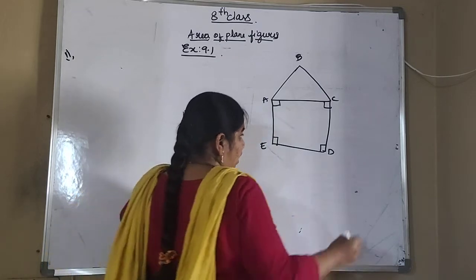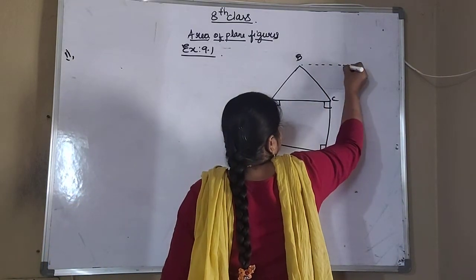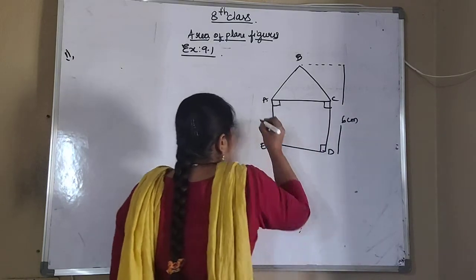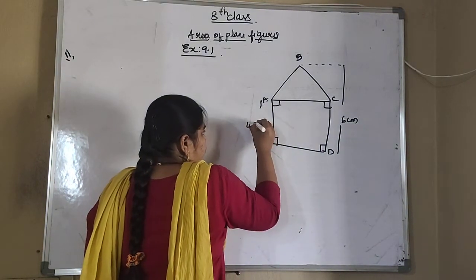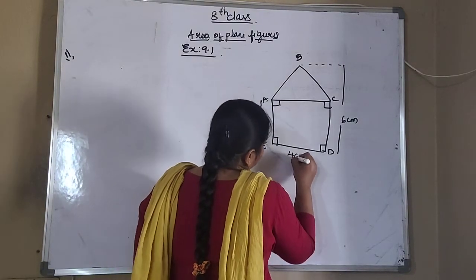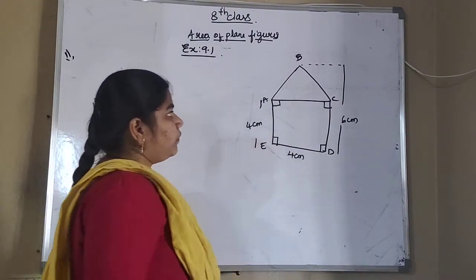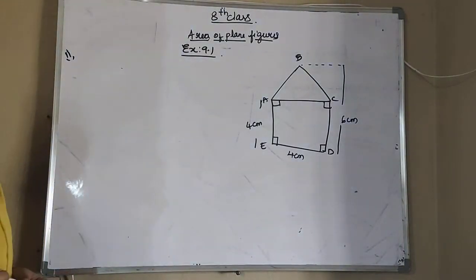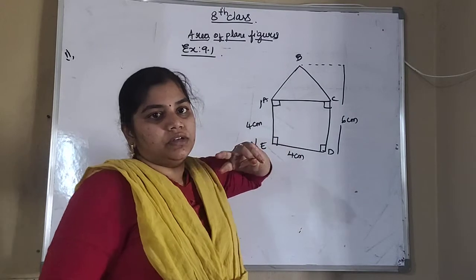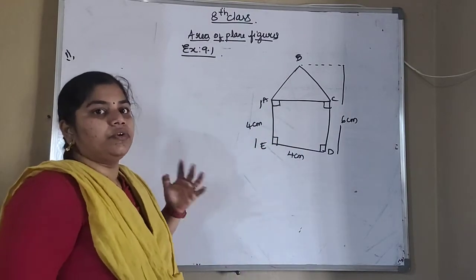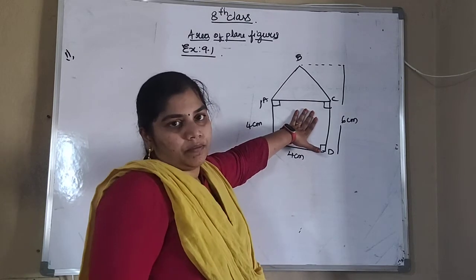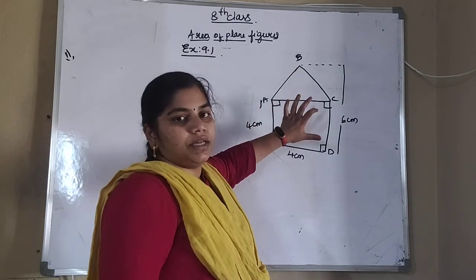And the measurements are from here to here. From here to here they have given us 6 centimeters, and from here to here it is 4 centimeters. Okay, and this part is also 4 centimeters. So this figure has been divided into two parts. This whole figure has two different figures. What are the two different figures? One is a triangle, the other is a square.